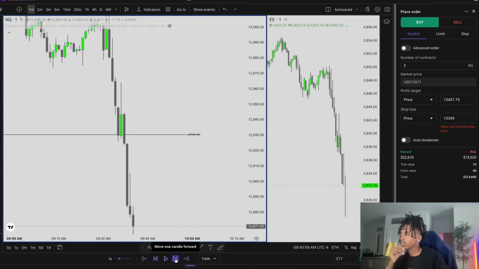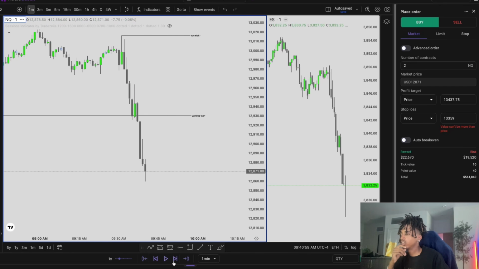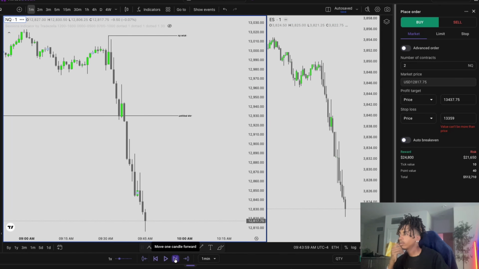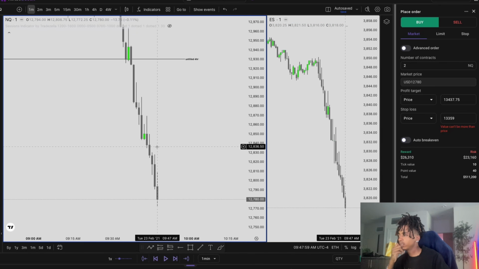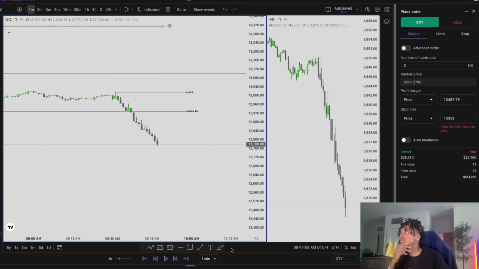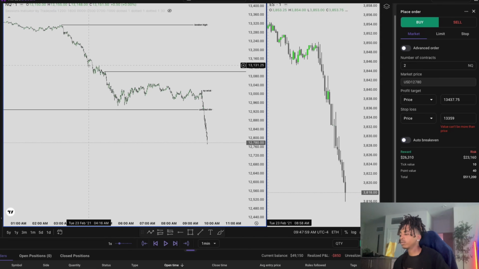That 4-hour is getting cooked through. Holy shit. Yeah, we're bearish as shit. Yeah, we're bearish. What time is this? February 2021. Was this COVID? No, this wasn't COVID. It was around that time, though. So, I mean, we're hella bearish.